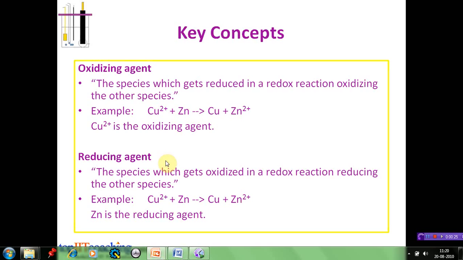Similarly, a reducing agent is that species which gets oxidized in a redox reaction, reducing the other species. So in this redox reaction, zinc is the reducing agent since it is reducing copper ions into copper and it itself is getting oxidized into zinc ions.